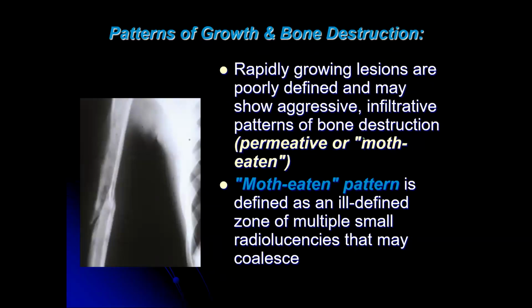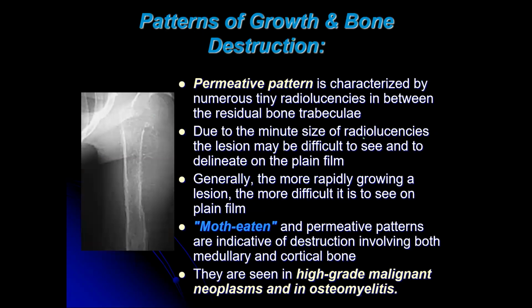Rapidly growing lesions are poorly defined and may show aggressive, infiltrative patterns of bone destruction, permeative or moth-eaten. Moth-eaten pattern is defined as an ill-defined zone, multiple small radiolucencies that may coalesce. Permeative pattern is characterized by numerous tiny radiolucencies in between the residual bone trabeculae.